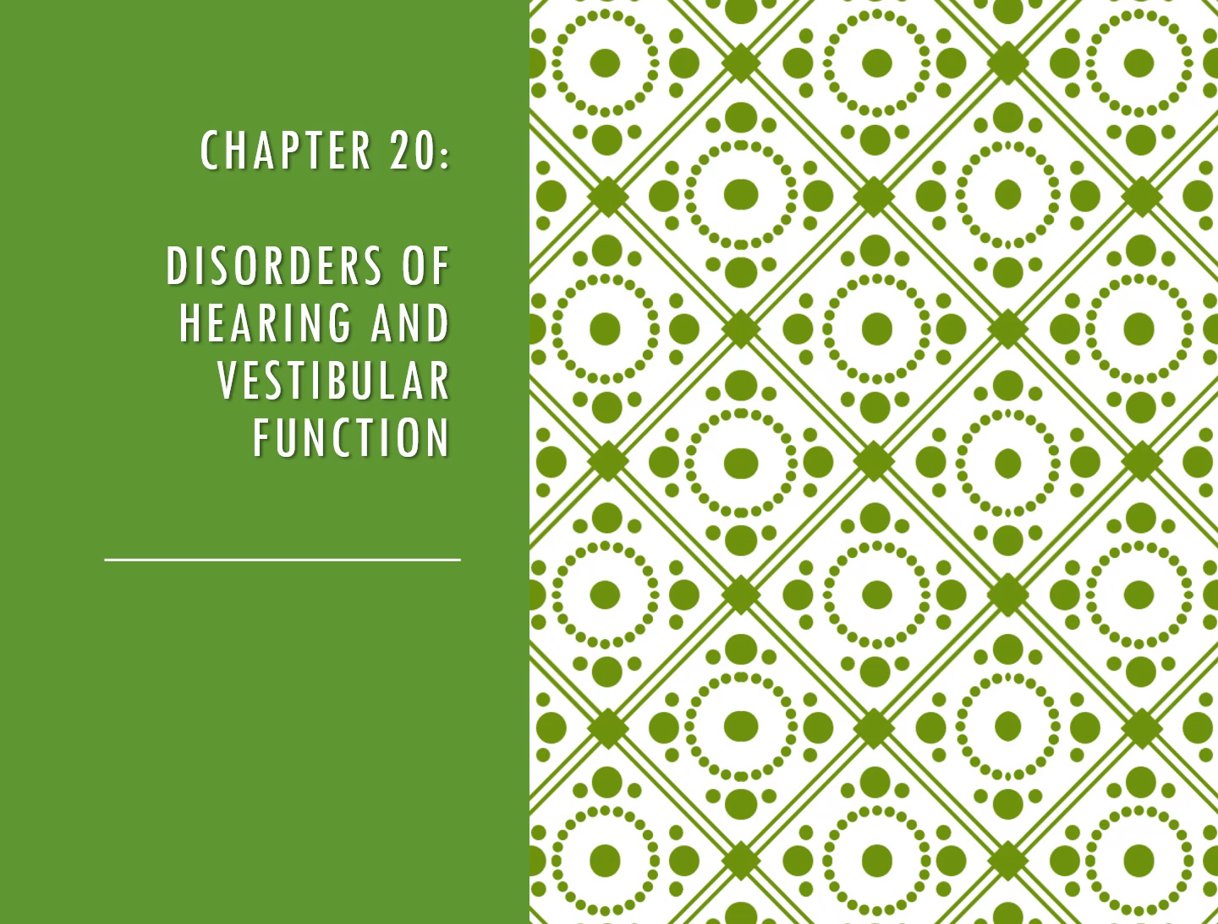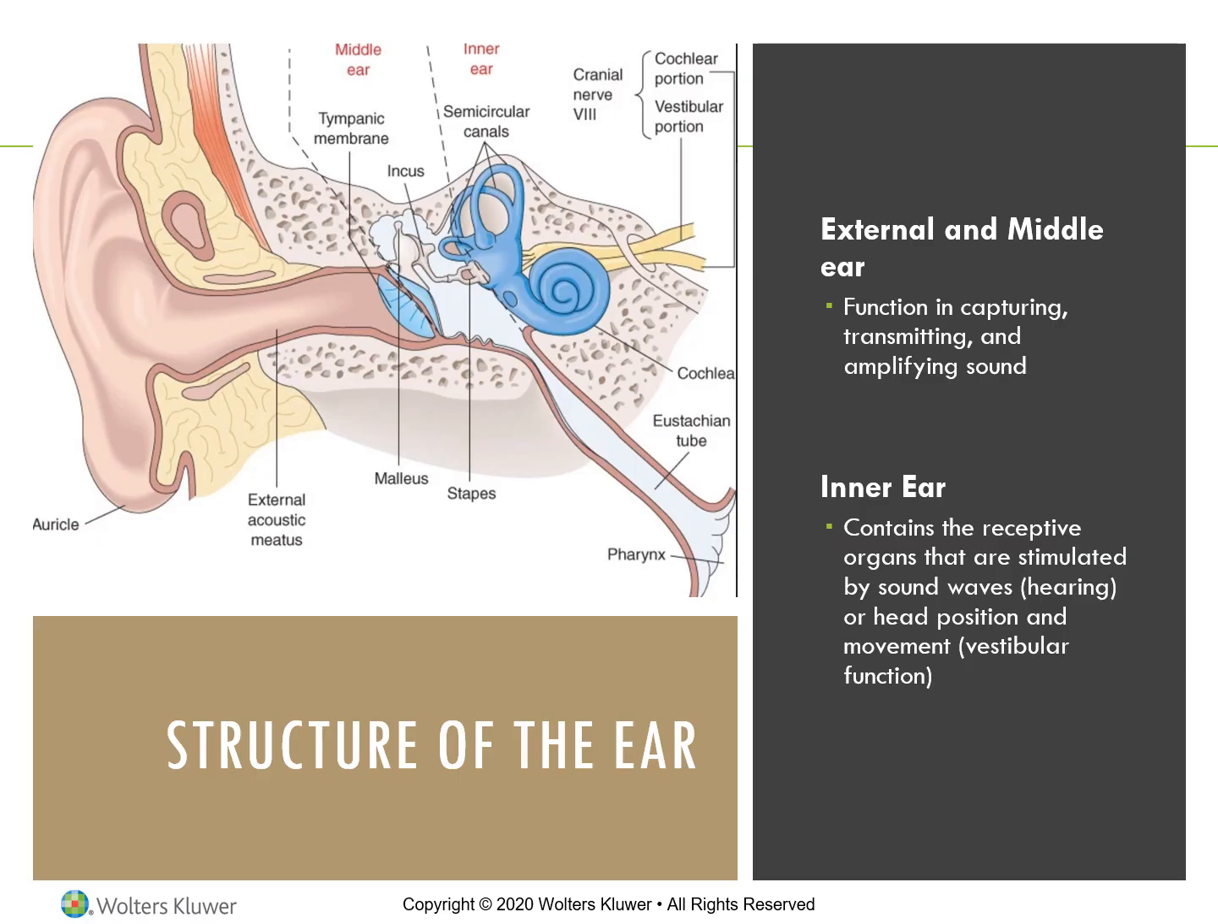Chapter 20 discusses disorders of hearing and vestibular function. So we'll start by talking about the structure of the ear: the external, middle, and inner ears. The external ear is the auricle and the ear canal, the external acoustic meatus, everything up until the tympanic membrane. Its function is to capture, transmit, and amplify sound, in addition to the functions of the middle ear.